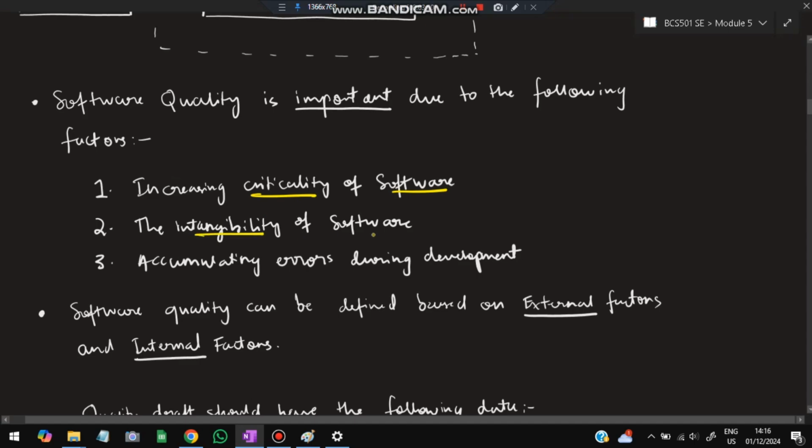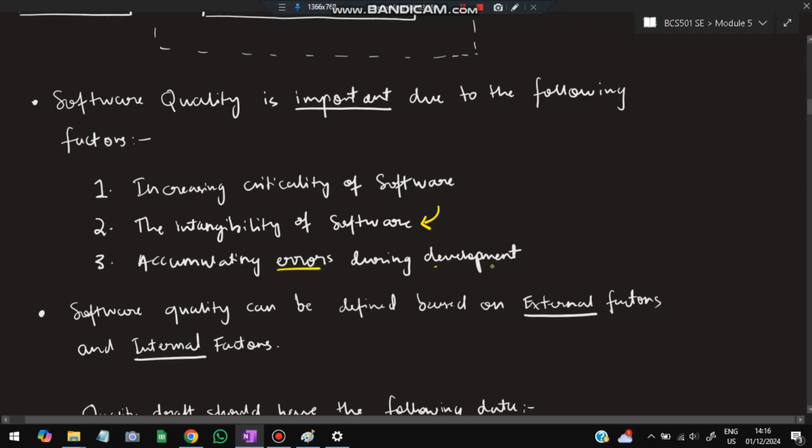The intangibility of the software. The software which we are using, we are not able to see it. It is intangible, we cannot take hold of it, right? So the quality is important to minimize the future risks or errors which come, right? We cannot take an error and put it out of it. We have to have a technique or a deliverable due to which we can check if the quality is maintained or not. That is the intangibility of software.